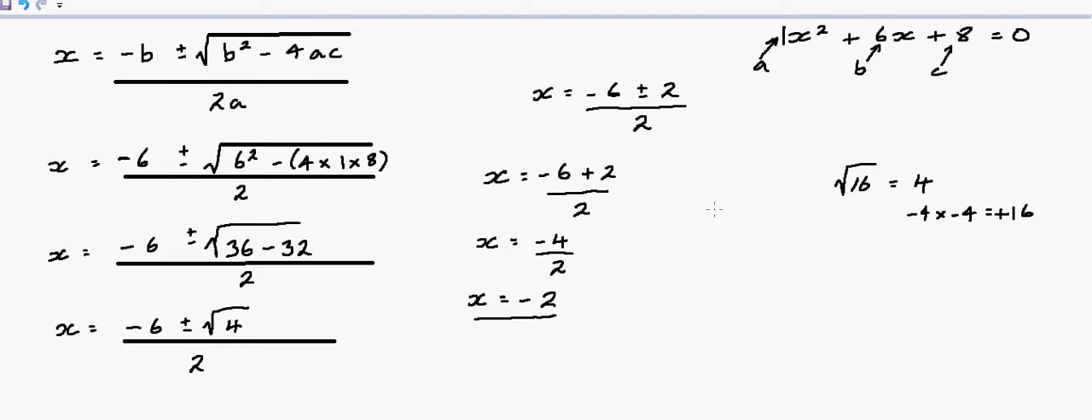Okay, now we come to the other solution. So we have x equals minus 6 minus 2 this time over 2.